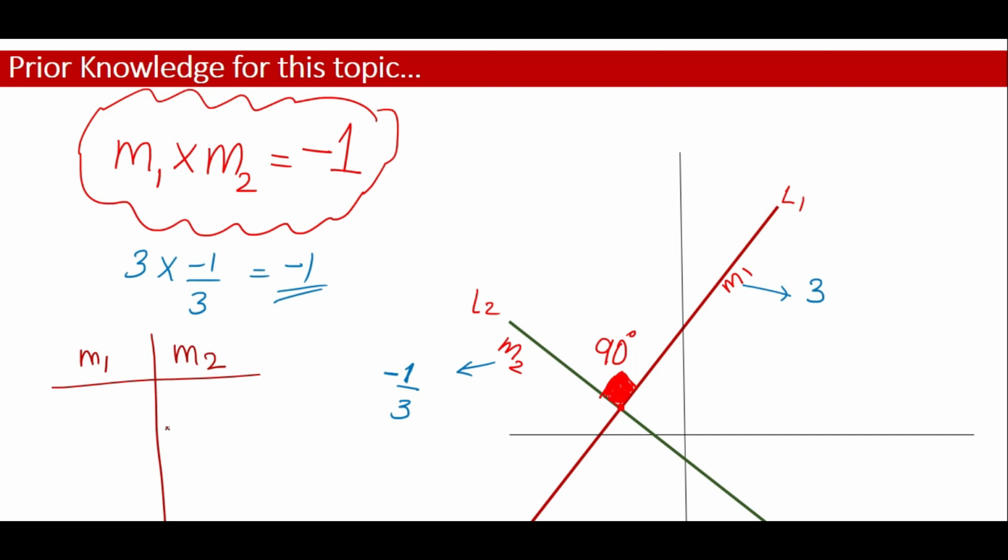Now the skill that you need here is, for example, if you have 1 by 2 as the gradient for m1, you take the gradient of m2 as, you flip this fraction, 2 by 1. If this is positive, this is going to be negative. Another example, if the gradient of m1 is 4, then the gradient of m2 is going to be 1 by 4. Here it's positive, so this is going to be negative. And similarly, if these values are negative, again you just flip the fraction and then you change the sign.